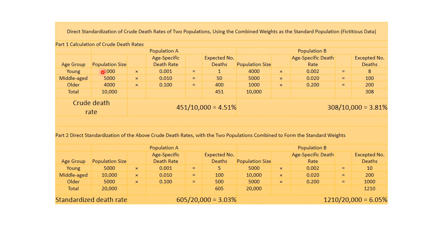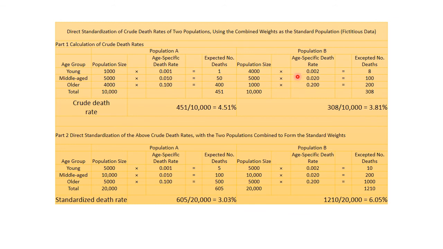So only 1,000 people in the young category, 5,000 middle-aged, 4,000 and older. Versus the population size over in B, you're going to see that this skews much more towards the young, where they have 4,000 in the younger population versus only 1,000 in the older, okay? So looking at the age-specific death rates, I can see here what they are. Again, B is going to be twice as high.